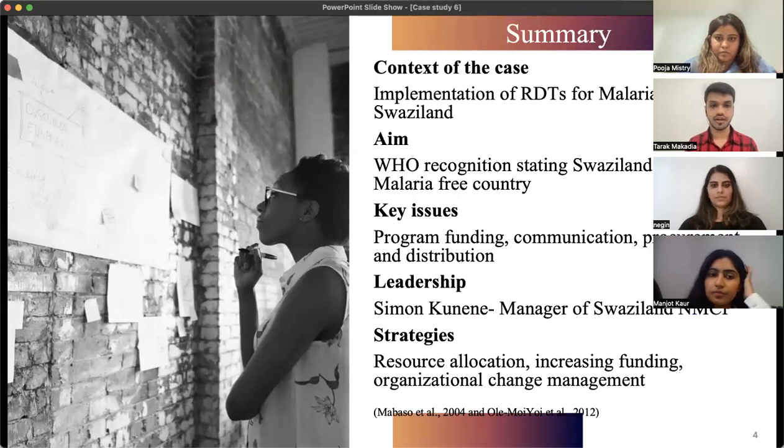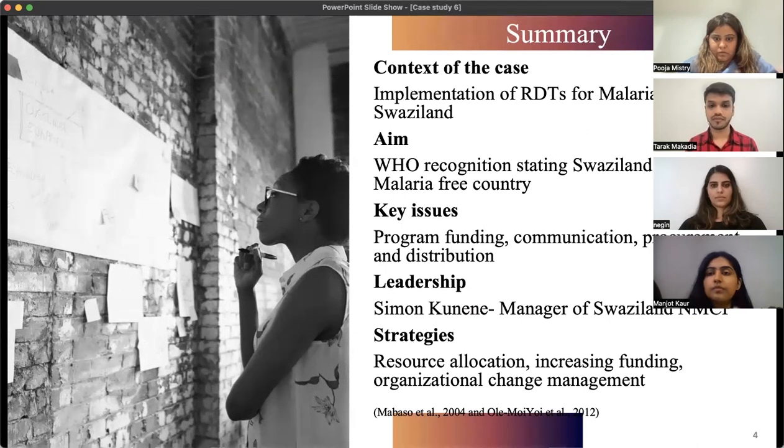The key issues encountered by the management team led by Simon Kunin were program funding, communication barriers, and the procurement and distribution chain. This case also highlights the leadership qualities of Simon Kunin, the program manager of Swaziland NMCP, and his determined efforts to lead the team of healthcare service providers from both public and private healthcare services.